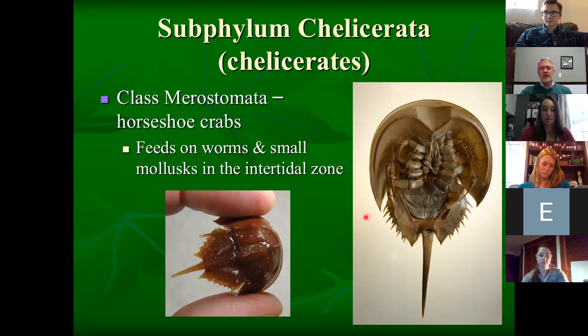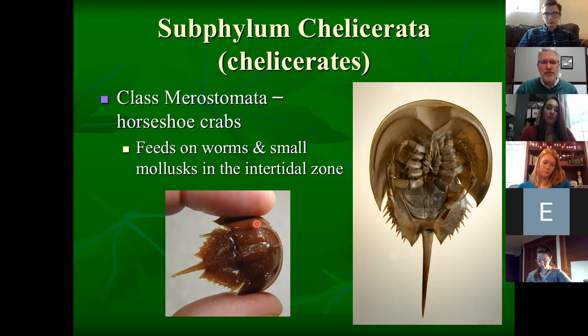Don't worry about the anatomy. They have 8 legs, and then, on this one, I'm not going to confuse you. I'm just going to call them horseshoe crabs, class Merostomata. And they feed on worms and small mollusks in the intertidal zone. They have these little pincher-like things called chelicerae up front. And those chelicerae grab the food, and their mouth is right here, which is weird. Right in between all their legs, they've got their mouth. Okay. And that's all I want you to know about horseshoe crabs.